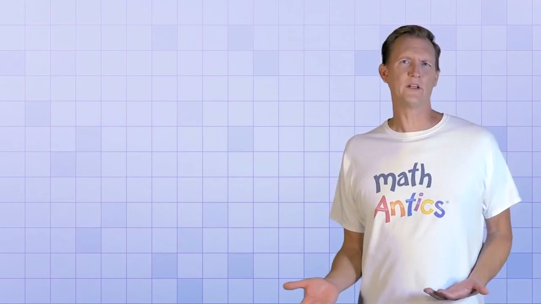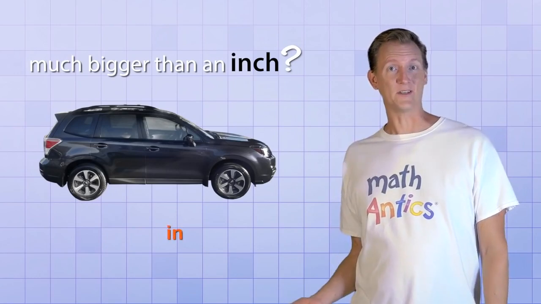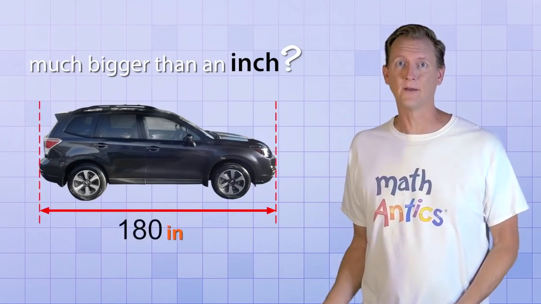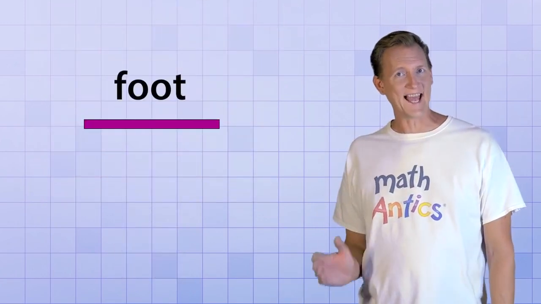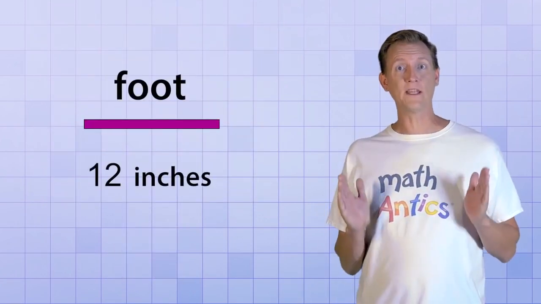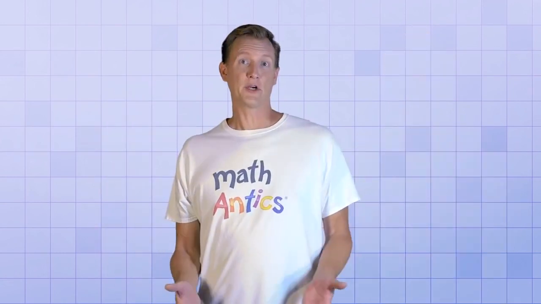Okay, but what if we want to measure things much bigger than an inch, like a car? Well, we could still use inches and just end up with a big measurement, or we can use a bigger unit called a foot. A foot is exactly the same distance as 12 inches stacked end to end, so it's about this long. Some familiar objects that are approximately a foot long are, well, your foot for one thing. Of course, different people have different size feet, and most people have feet that are less than a foot long, but the length of the average shoe is a pretty good estimate for a foot.